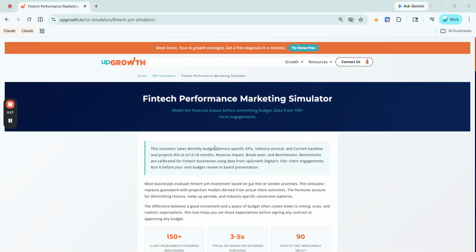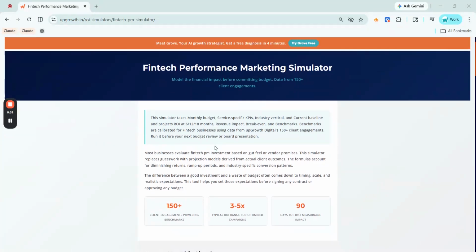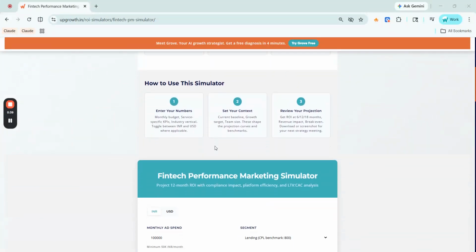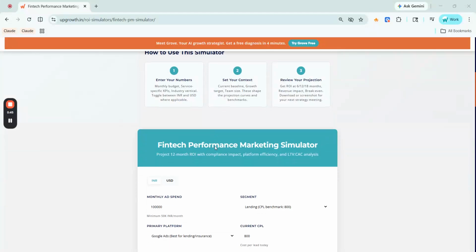This is a fintech performance marketing simulator by upGrowth. It is built specifically for fintech businesses like lending, insurance, and payments, and accounts for how CPL improves as campaigns mature, how compliance levels affect efficiency, and what your real 12-month revenue looks like once you factor all of that in. So, a few inputs of your current setup, and you get your full year forecast with a monthly breakdown.